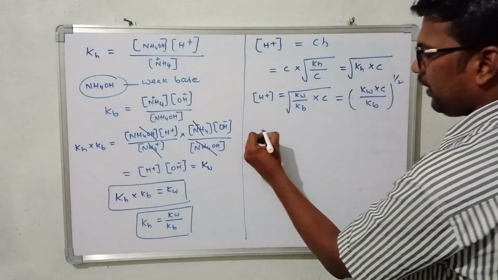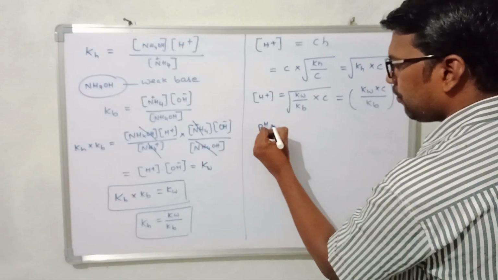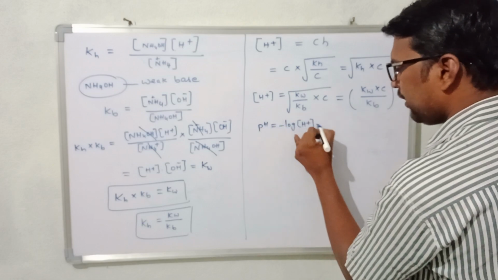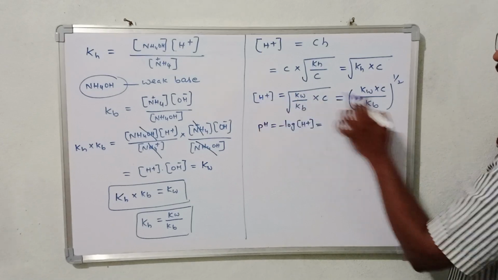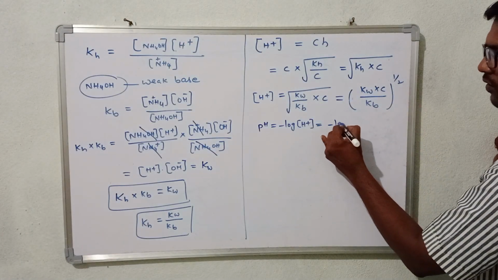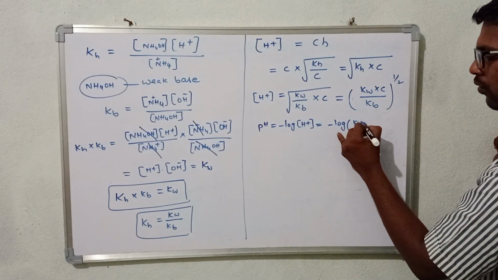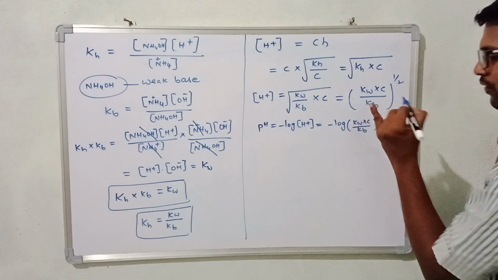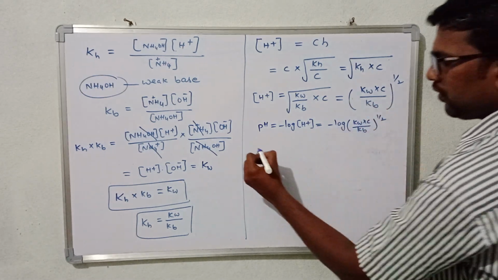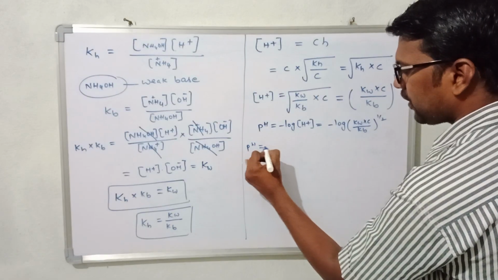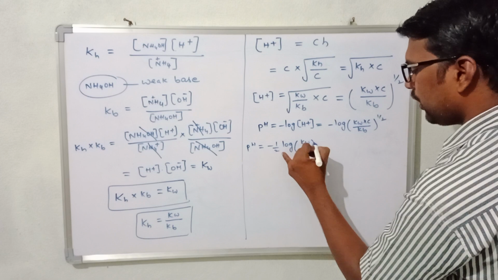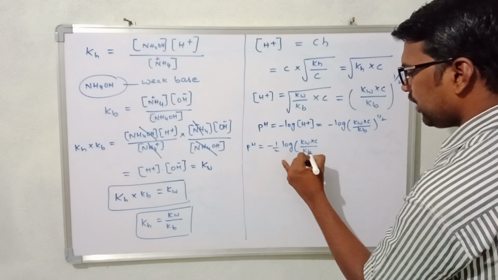So for finding pH, the general formula is pH equals minus log H plus. It is the formula for finding pH value. Now in place of H plus we take this, so it is minus log of Kw into C by Kb, and the power of one half is present. Okay, this we write here. So pH is equal to minus of log of Kw into C by Kb.